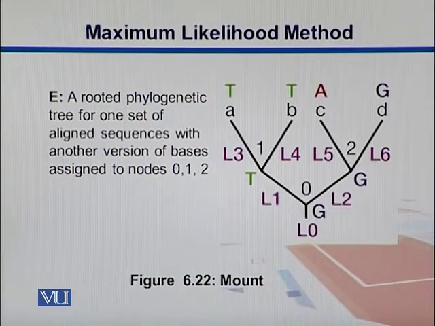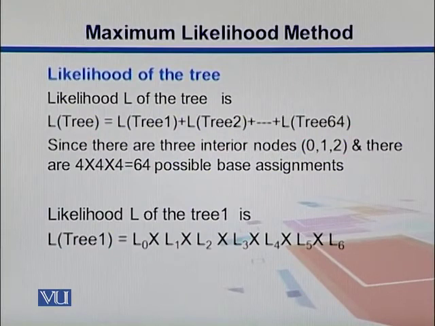The likelihood L of the tree can be calculated as given by this relation: L of tree is equal to L of tree 1, added to tree 2, and so on until tree 64. Since we have 3 interior nodes, 0, 1 and 2, and at any of these interior nodes we can have any one of A, T, G or C, in total we have 4 times 4 times 4, or 64 possible base assignments, and in this way we come up with 64 different trees.